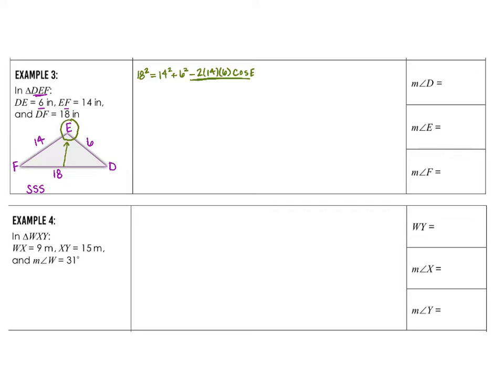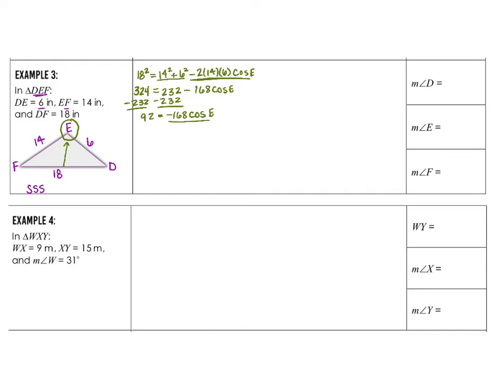So we can subtract over this other information, or we can go ahead, let's see, 18 squared is going to give us 324, and we can go ahead and find 14 squared plus 6 squared. You're more than welcome to combine those terms. That should give you 232 minus, you cannot combine that 232 with any of these other numbers. Now you can multiply these, and that's going to give you 168 cosine of angle E. Now you do need to subtract your 232 over, and that's going to leave you with 92 equals negative 168 cosine of angle E.